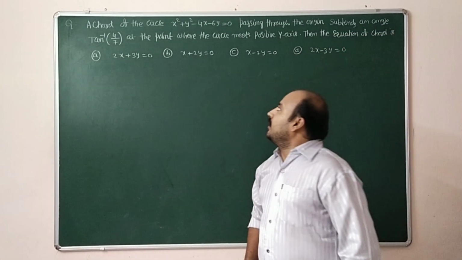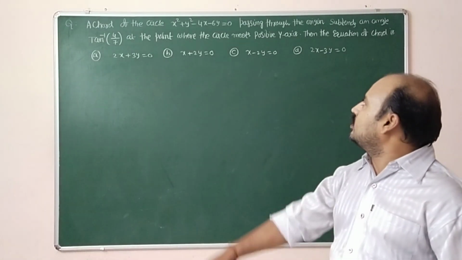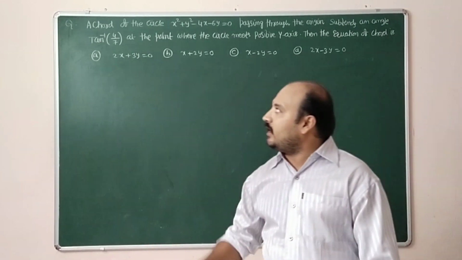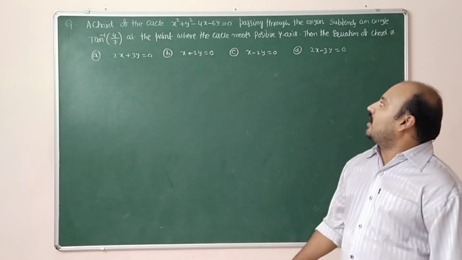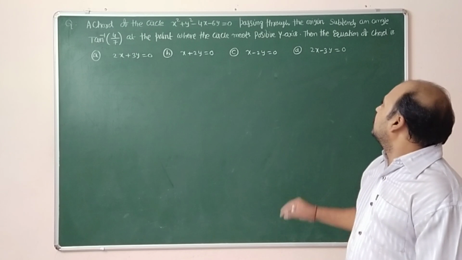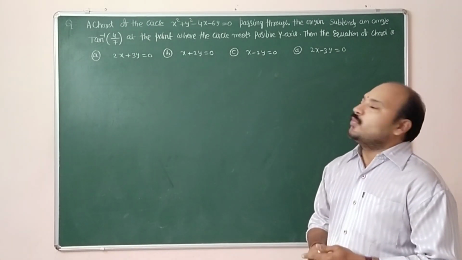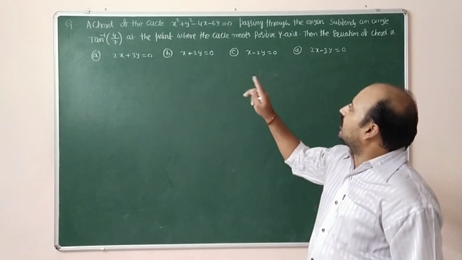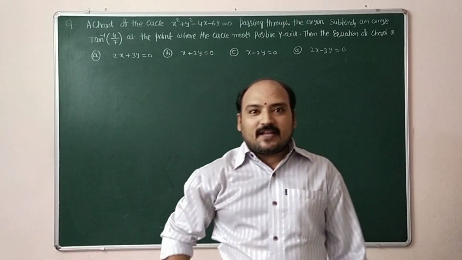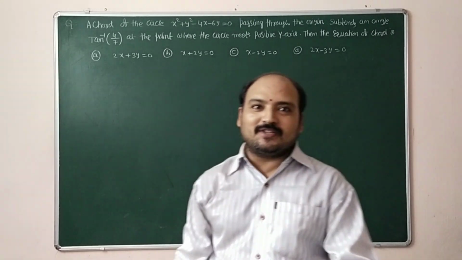The next question. A chord of the circle x square plus y square minus 4x minus 6y equal to 0, passing through the origin, subtends an angle tan inverse of 4 by 7 at the point where the circle meets the positive axis. Then the equation of the chord is, they are asking. By observing the circle, the constant term is absent in the circle equation. It is obviously passing through the origin.